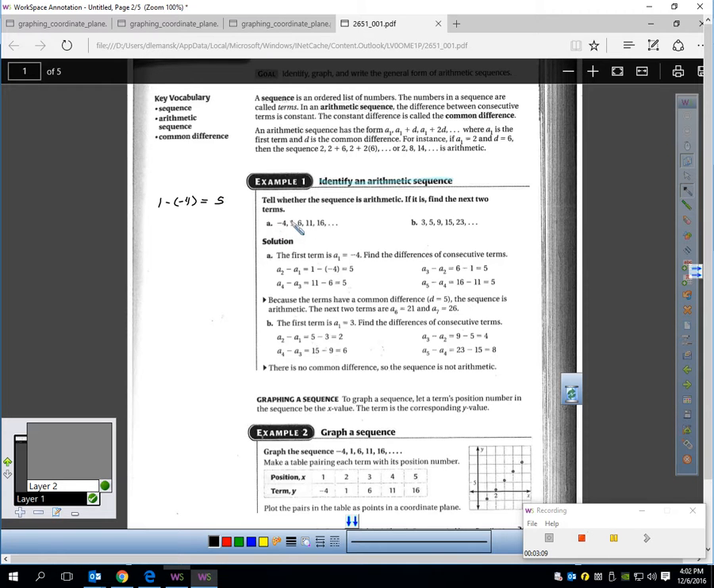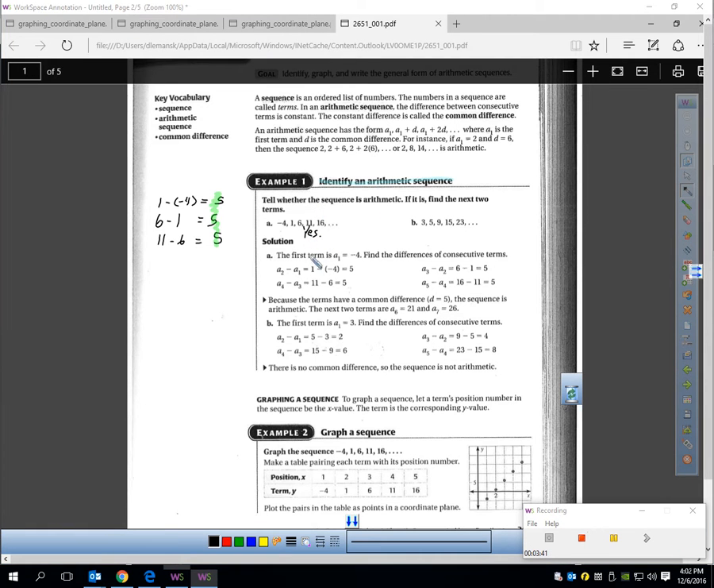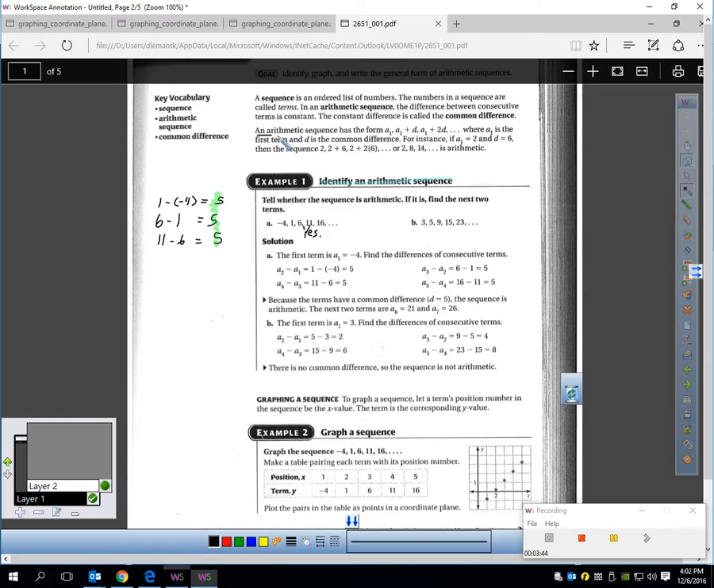Okay, let's take the next two terms and subtract those. 6 minus 1 equals 5. Let's take the next two terms, 11 and 6. 11 minus 6 equals 5. Are you seeing that I'm always getting a common difference of 5? That means that this is an arithmetic sequence. So I'm just going to put, tell whether it's arithmetic. Yes, it is arithmetic.